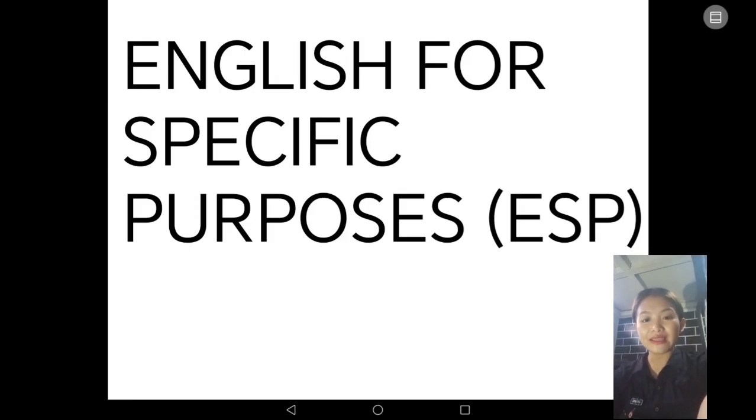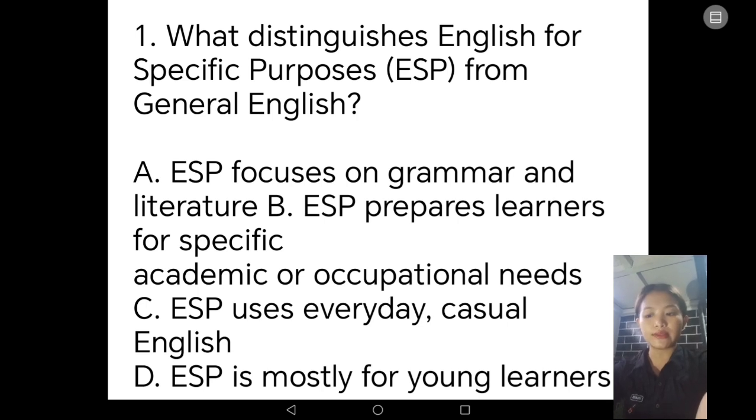This is a 10-item quiz for English for specific purposes, or ESP. So let's start with question number 1. What distinguishes English for specific purposes from general English?